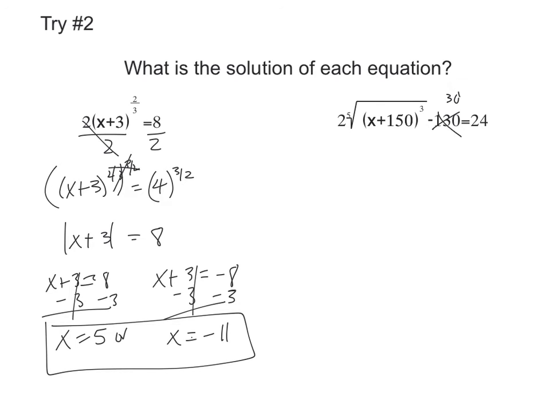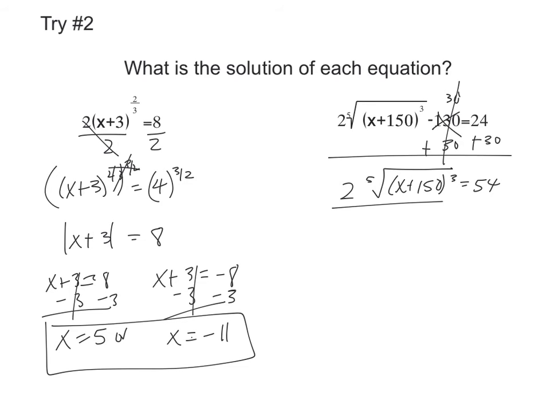Alright, so again, the first thing we're going to do here is add 30 to both sides. So we get 2 times the 5th root of x plus 150 to the 3rd equal to 54. Divide by 2. 5th root of x plus 150 to the 3rd equal to 27. Let's go ahead and rewrite this in exponential form. So this is really x plus 150 to the 3/5.